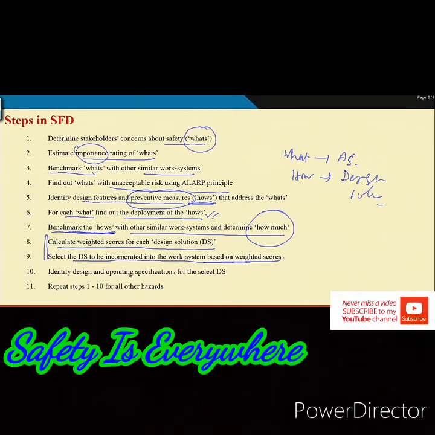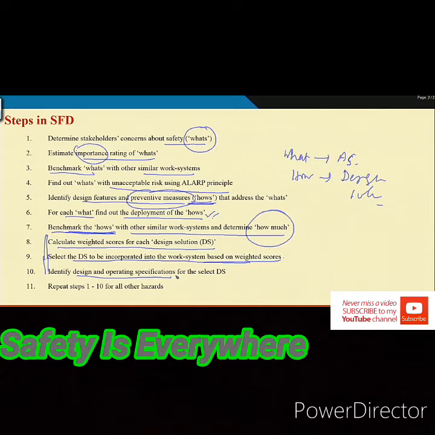Then for that particular solution, identify the design and operating specifications. It is very much an engineering issue. So that means for that particular solution the concerned engineers will see what the design and operating specification will be, because when you incorporate any design solution, ultimately it may bring a new hazard, and at the same time it may create dependency also. So there will be a problem.